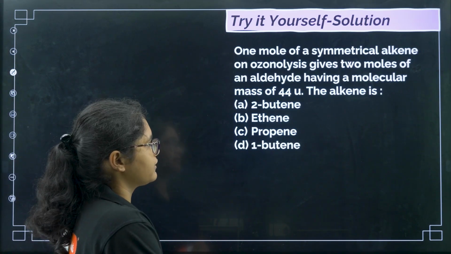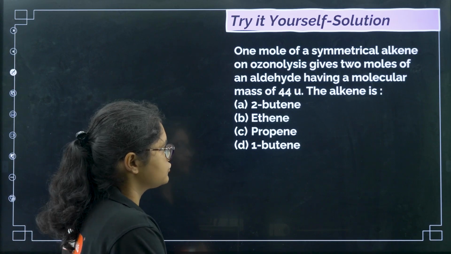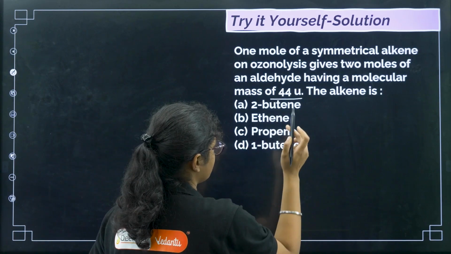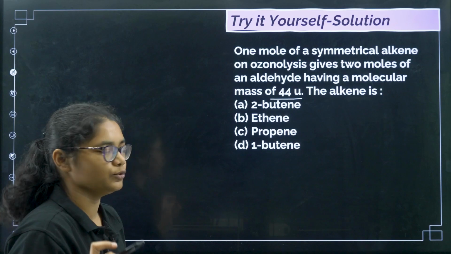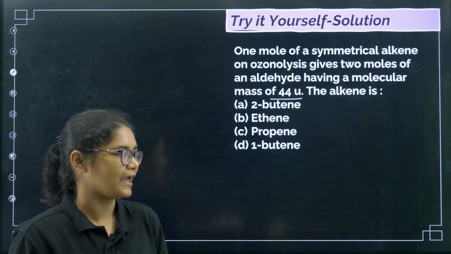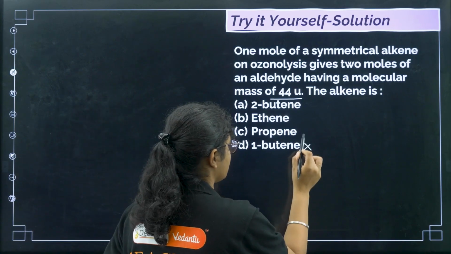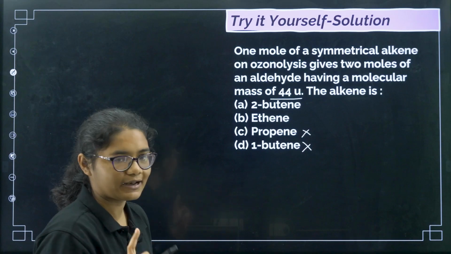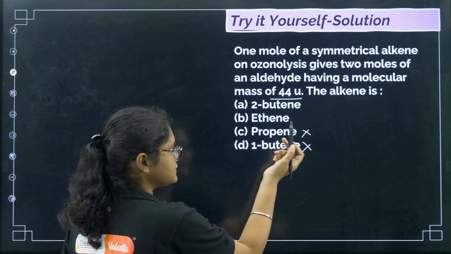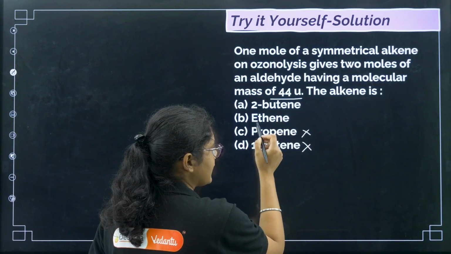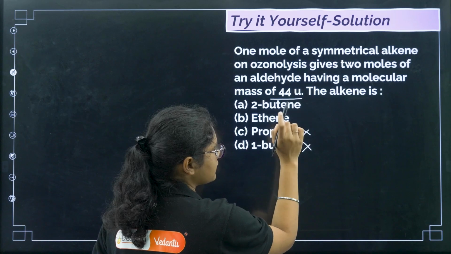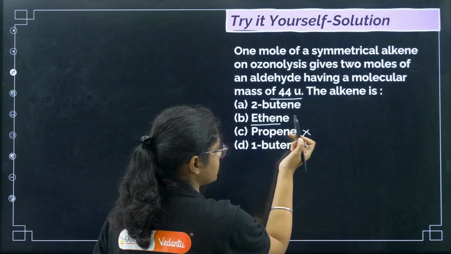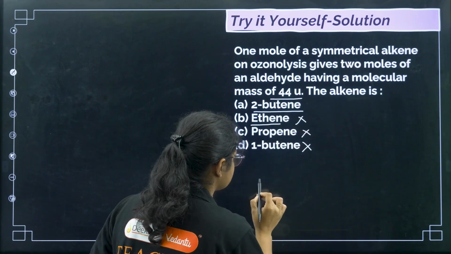One mole of a symmetrical alkene on ozonolysis gives 2 moles of an aldehyde having a molecular mass of 44 u. So when it is telling symmetrical alkene, you can know that 1-butene and propene are not symmetrical alkenes. Now ethene is a symmetrical alkene, but the aldehyde we get from ethene will not have a molecular mass of 44 because there is only 1 carbon. So definitely it has to be butene.